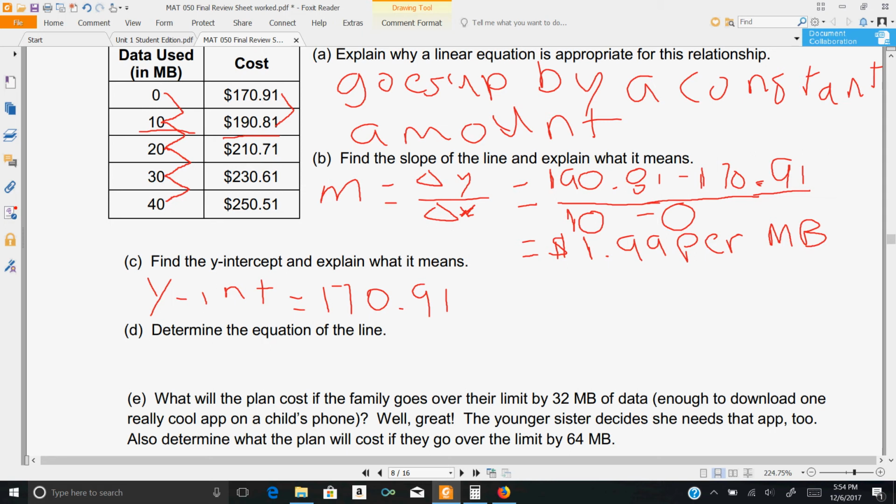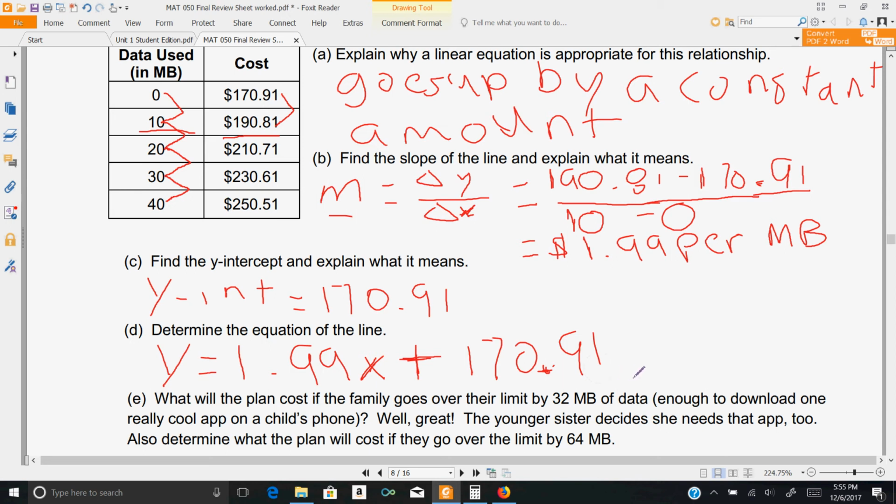Determine the equation of the line, D. Now that we have the slope and the y-intercept, that's relatively straightforward. y equals mx plus b. m is the slope, so that's 1.99, x plus b, which is the y-intercept, 170.91.